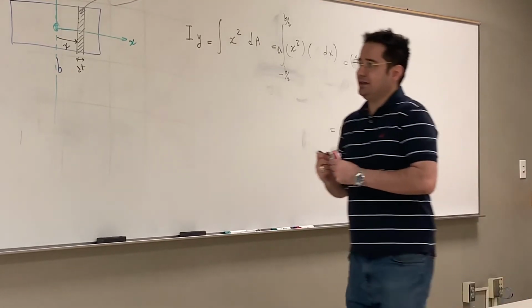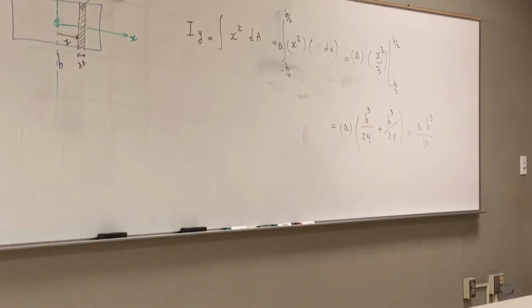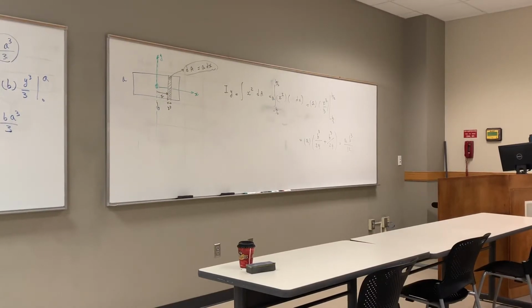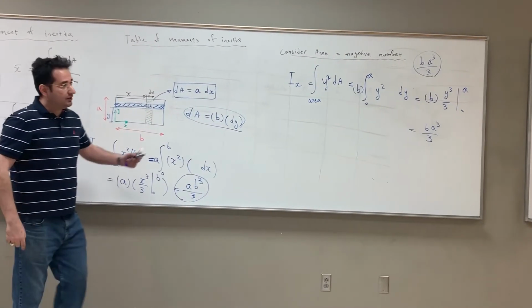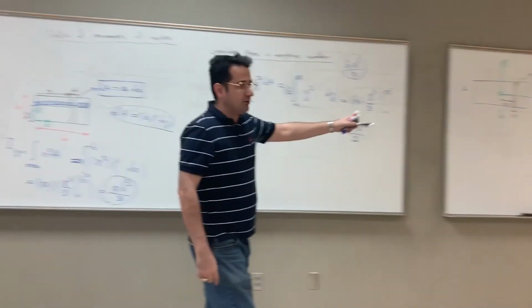What we got first was A times b cubed over 3. But this was with respect to this corner here. It wasn't with respect to the centroid. With respect to the centroid, that number becomes 12.